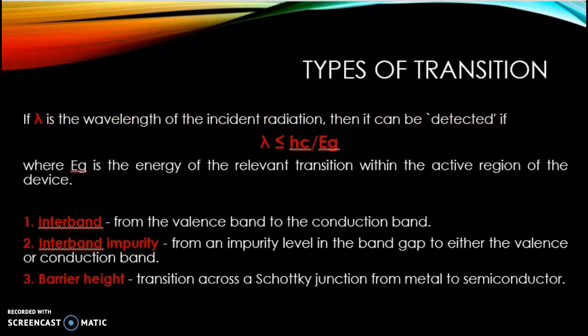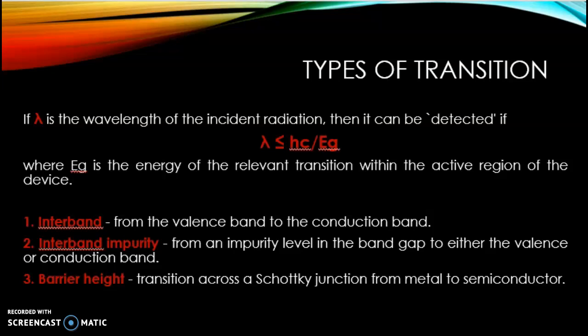The light is incident on the diode, and because of that an electrical current flows through this circuit. Suppose lambda is the wavelength of that light. If lambda is the wavelength of incident radiation on the diode, then it can be detected if and only if lambda is less than or equal to hc by Eg, where Eg is the energy of the relevant transition within the active region of the device.